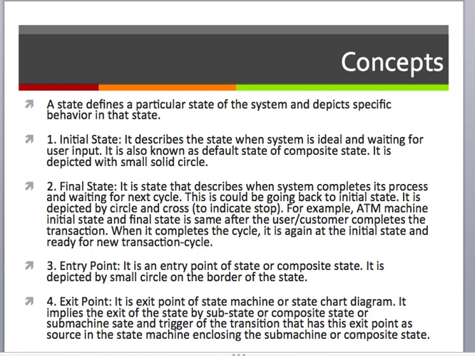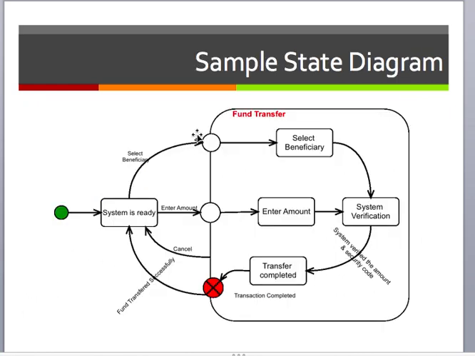The entry point and exit point are slightly different. The entry point is an entry point of the state or the composite state. It is depicted by a small circle on the border of the state. All the events happen within the state, so we will have a border, and I will show you how the border will look. Here is the border. You see, this is a border, and this is the entry, and this is the exit, but this is the initial and the final state. This is the entry, and this is the exit, and this square with curved angles, basically, is your state, and within the state all of the transitions happen.